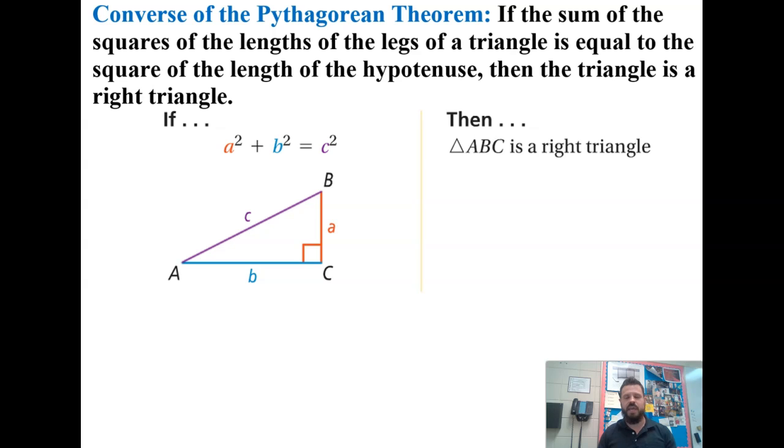All right, next thing we're going to look at is the converse of the Pythagorean theorem. Another way we can use our a squared plus b squared equals c squared. It says that if the sum of the squares of the lengths of the legs of a triangle is equal to the square of the length of the hypotenuse, then the triangle is a right triangle. So in other words, if we have a triangle with three side lengths a, b, and c, and we figure out that a squared plus b squared is equal to c squared, well, that means my triangle is a right triangle. So this gives us a way to check if we have right triangles. We can think of it as a right triangle test.